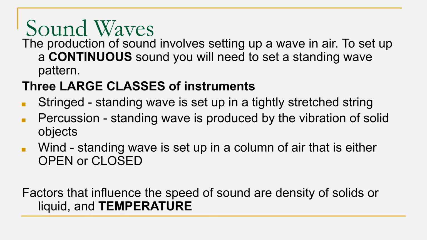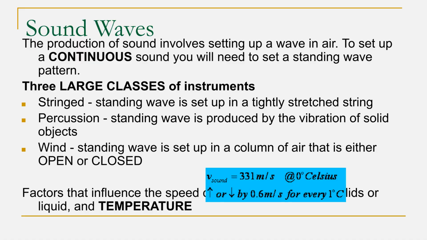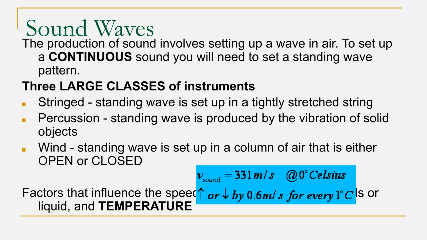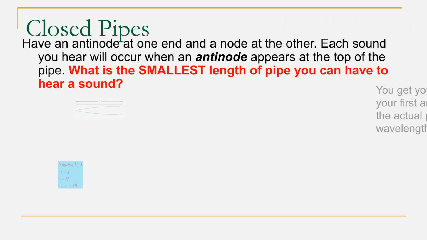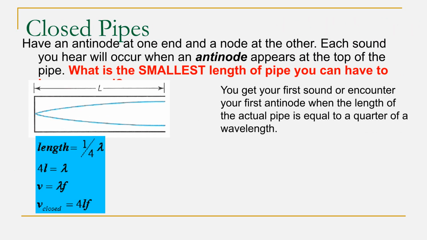Instruments are grouped into stringed, percussion, and wind, which are based on open or closed air columns. The speed of sound is influenced by density and temperature. In closed pipes, you have an antinode at one end and a node at the other. The smallest length of pipe to hear sound occurs when the length equals a quarter of a wavelength.